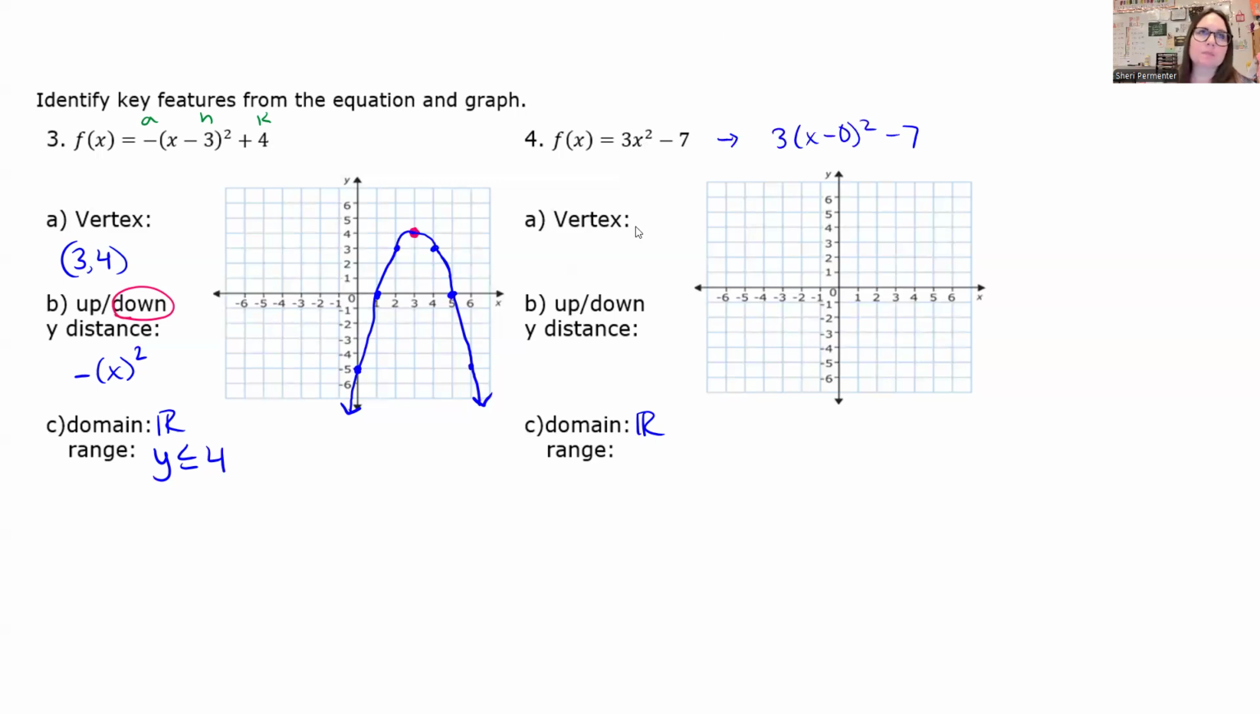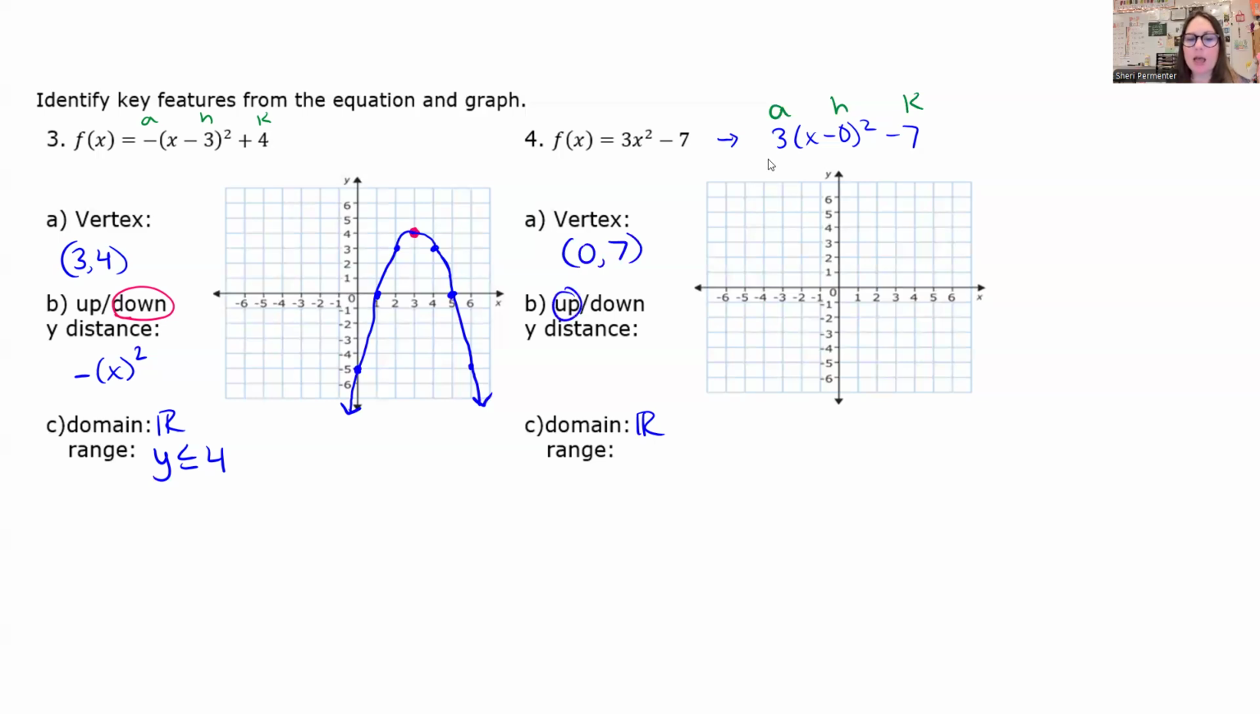What would my vertex be? So remember, H is what's in parentheses and K is what's after. This is my A. Yeah, 0, 7. Is this graph going to face up or down? How do you know? Because the 3 is positive, I am going to face up.